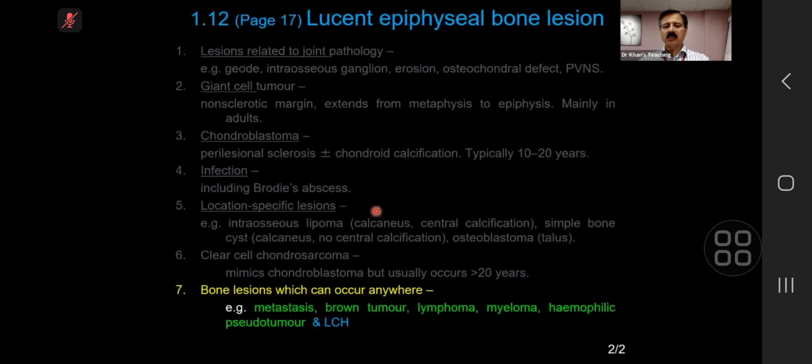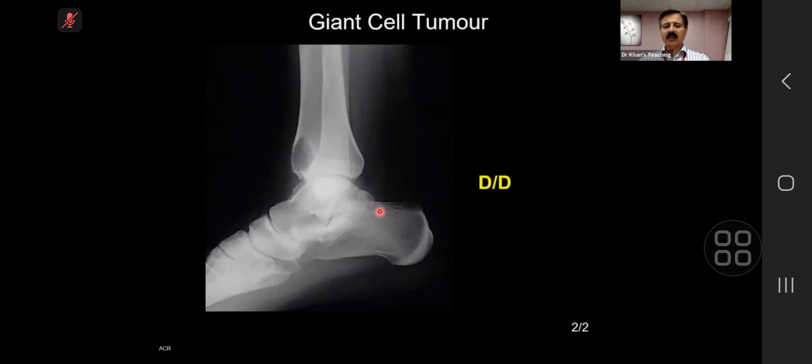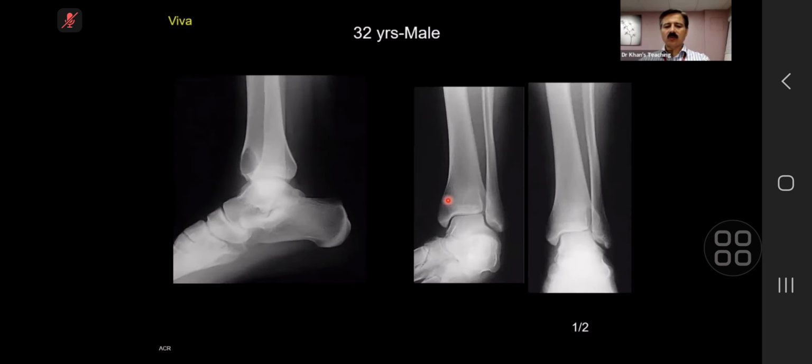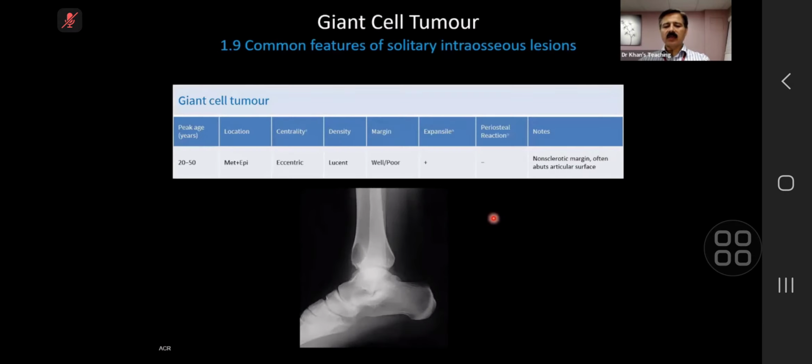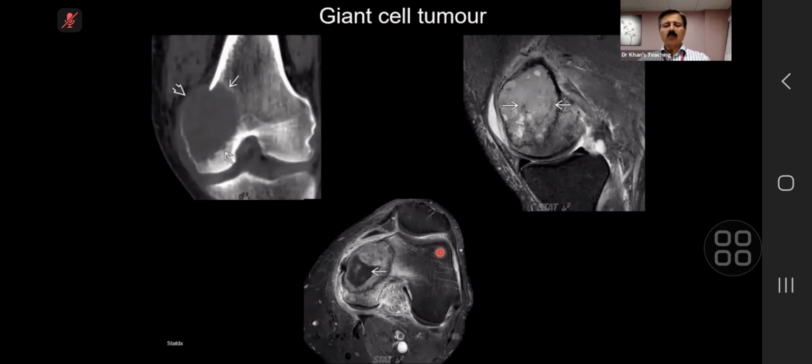Classical GCT is eccentric, right? Like this thing. Eccentric means on one side. But here, because there is not enough area within the bone, it can be more central, just to make the same point. One thing on MR, I don't think anybody is going to show you an MR of GCT. As far as I know, it has never come up in the exam.